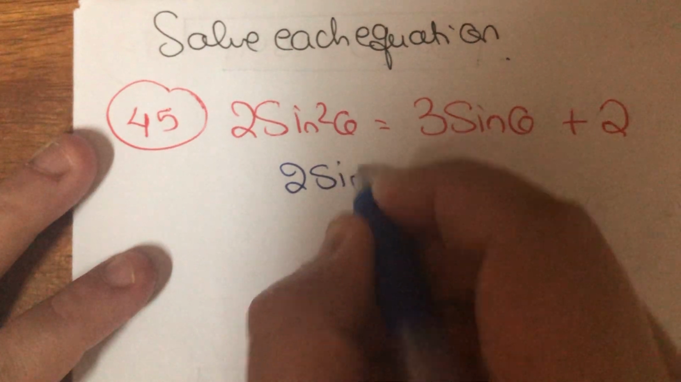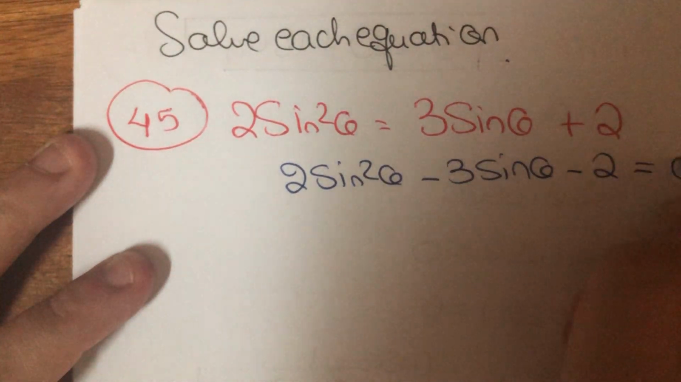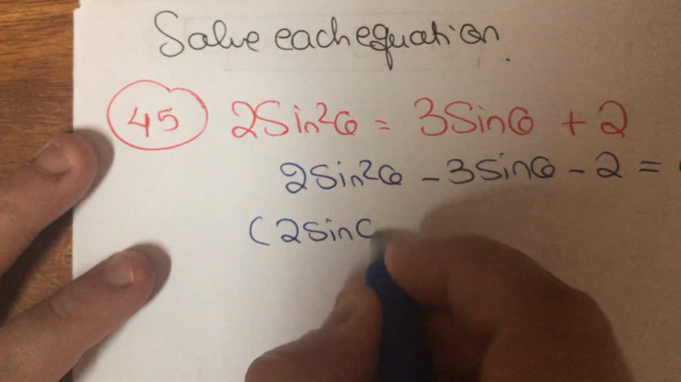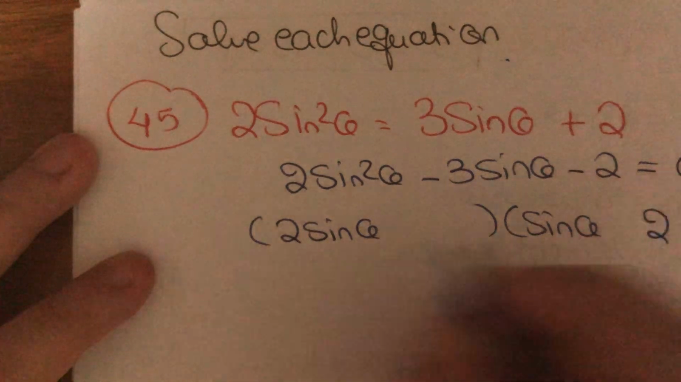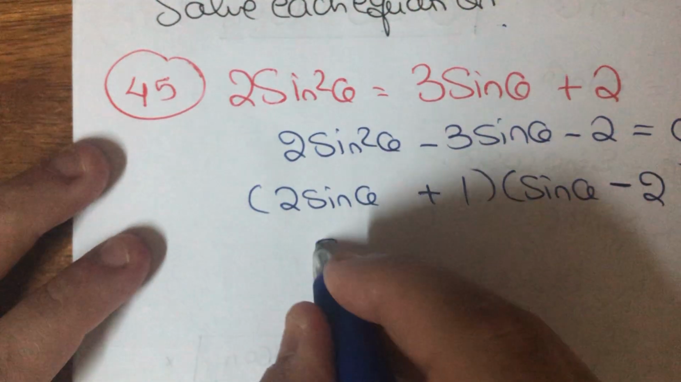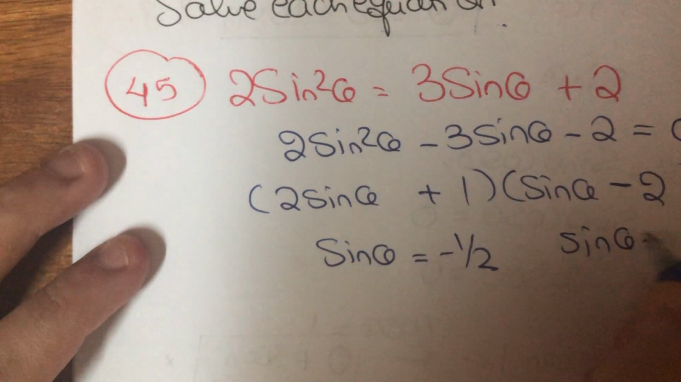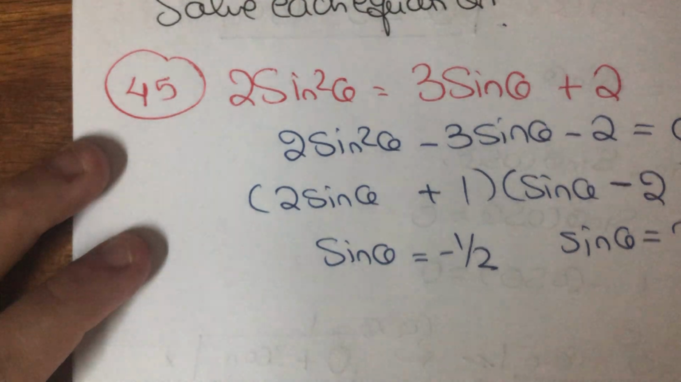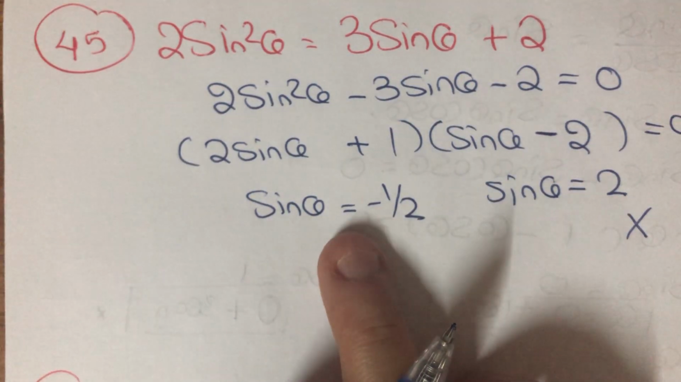So 2 sine squared theta, I think this one is also a factoring, and we've done a lot of that. So 2 sine theta and here's sine theta. I would put a 2 over here to get a 4, plus 1 equals 0. So sine theta equals -half or sine theta equals 2. Sine theta equals 2, that's impossible.